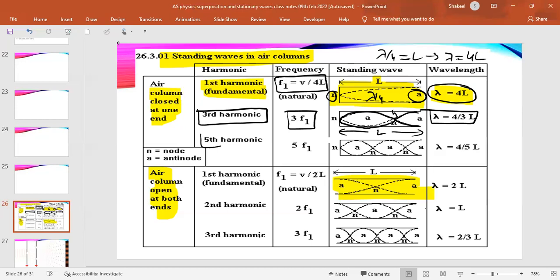And then in the 5th harmonic, why the 2nd and 4th is not there? Because that cannot be formed over there. So 5th harmonic is like 2 full loops and 1/2 loop is there. You measure its wavelength and then you measure its frequency.